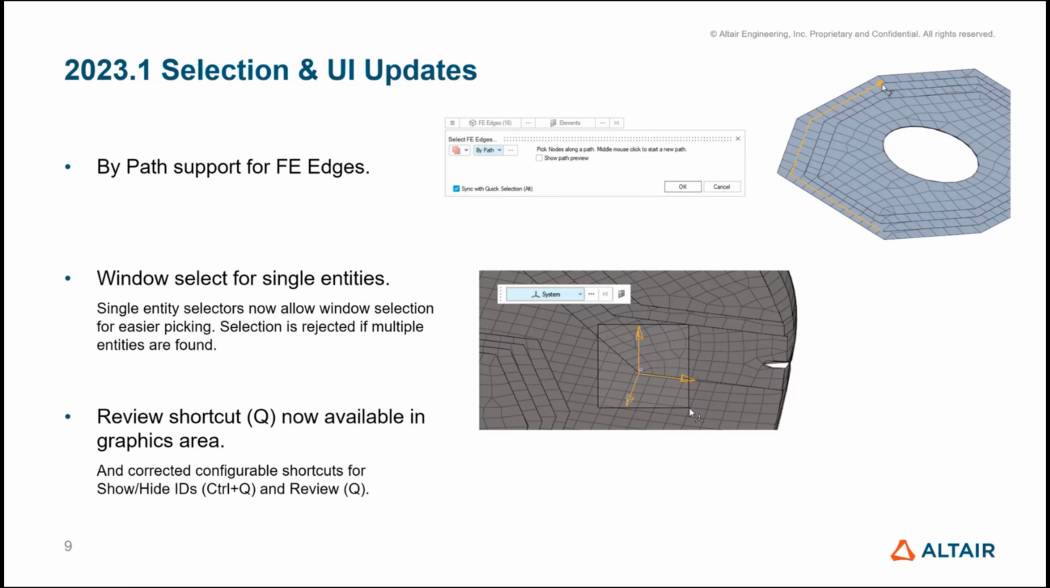The way that it works is it'll work only if you get one. If you have multiple things and you draw a window and your selector is supposed to be single, the selection will be rejected and you will get a message saying to pick only one, please.